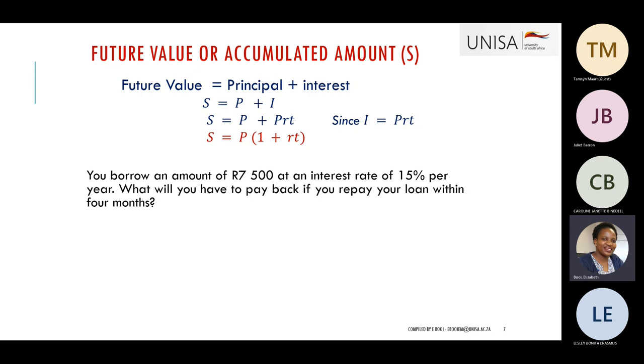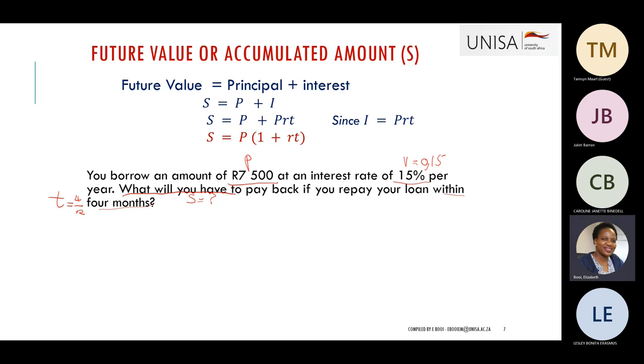But now let's understand what the question is, what they have given us. The question is asking us, what will you have to pay back? Therefore, they are asking us to calculate S. What are the facts given? The first one is our present value. The second one is our interest rate, R, and we know that we need to divide it by 100, so it will be 0.15. And the next one, they told us for how long we are taking it. That should be our T. But we must remember that we need to divide T by 12 to convert it to a year.